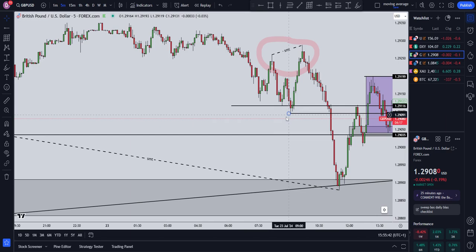Well, we break structure here on the 5 minute. That's a proper break of structure. That's why I had my stop below here, because I know that we're bullish. So really, price could come down into this fair value gap here and then still push back higher. That's why I have my stops below these lows.